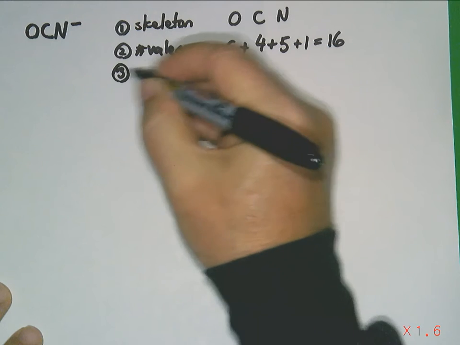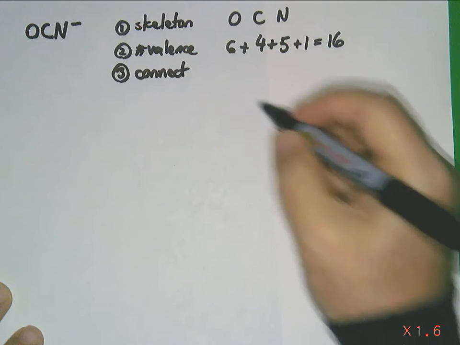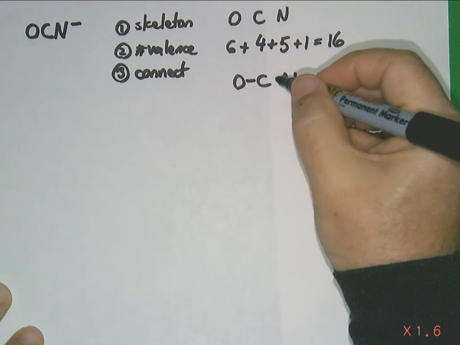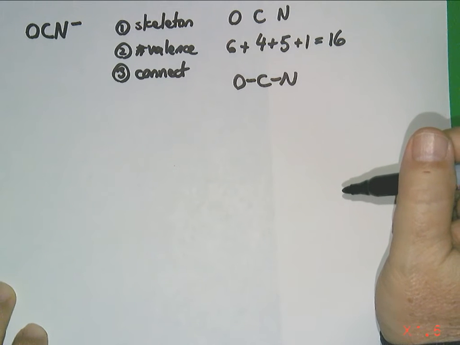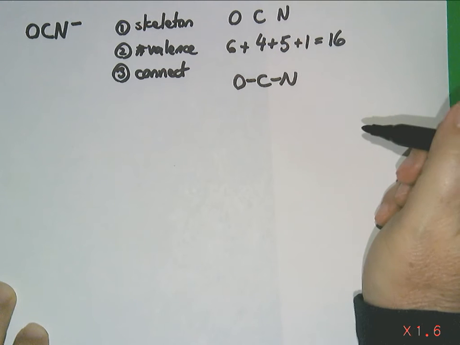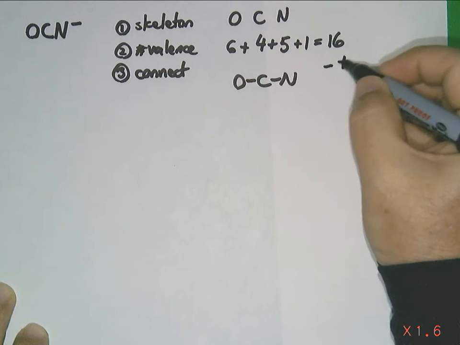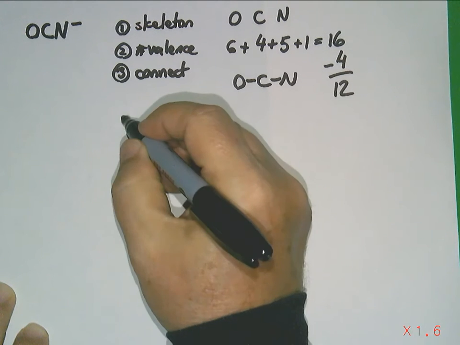Step 3, connect the structure. Okay, here's my skeleton. Gonna connect it by drawing a bond between the central atom and all of the outside ones. Every bond that I draw is going to cost me 2 electrons, so I just took away 4 electrons. I've got 12 left.